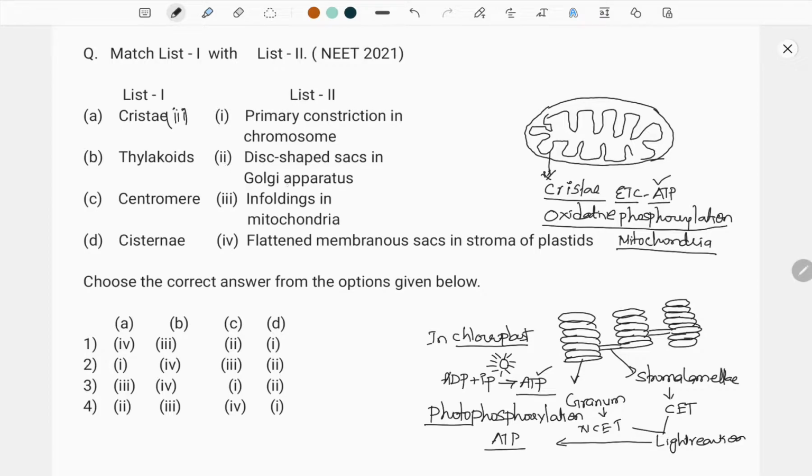So these thylakoids are found in the chloroplast, that is, flattened membranous sacs in the stroma of the plastids. So for thylakoids, the option is 4. Then what is the centromere? Centromere is the primary constriction. We know that in chromosome, the question was asked in the same NEET 2021 also.